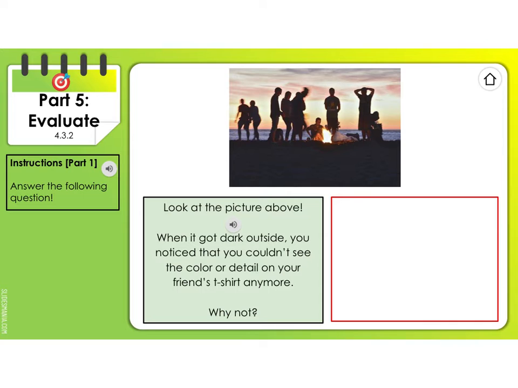day it is. And so think about why, when it got dark outside, you noticed you couldn't see the color or detail on your friend's t-shirt anymore. And you're going to answer the question, why not? Why couldn't you see the detail like you could earlier when it was light?